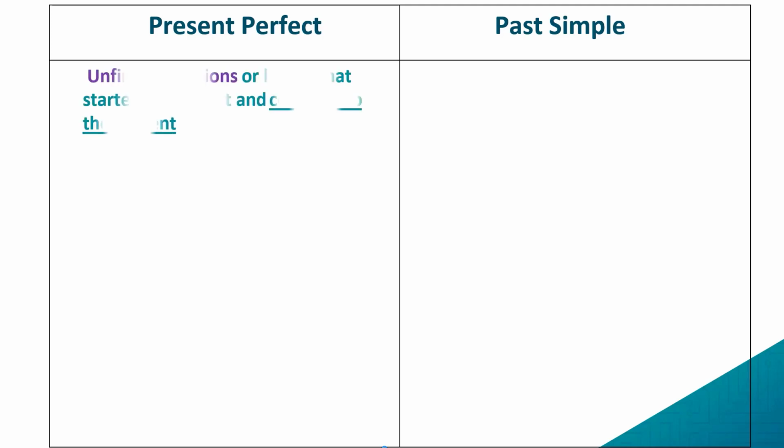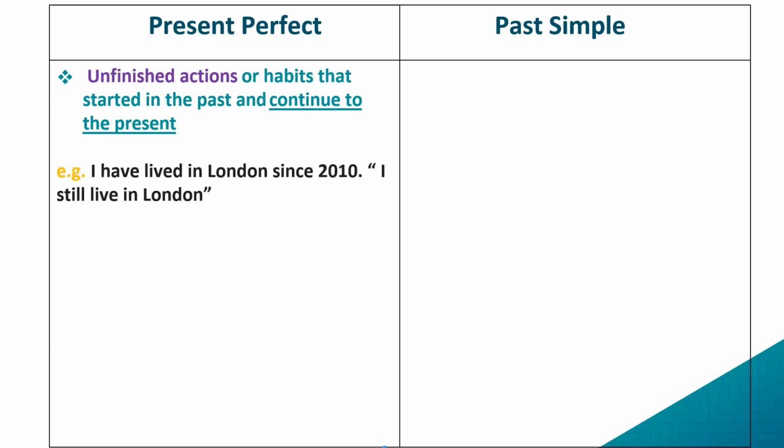So if we start with the first case under present perfect, it describes unfinished actions or habits that started in the past and continue to the present. For example, I've lived in London since 2010. This means I started living in London in 2010. Until now, I still live in London. I haven't moved yet. He has been married for 7 years. This means he got married.